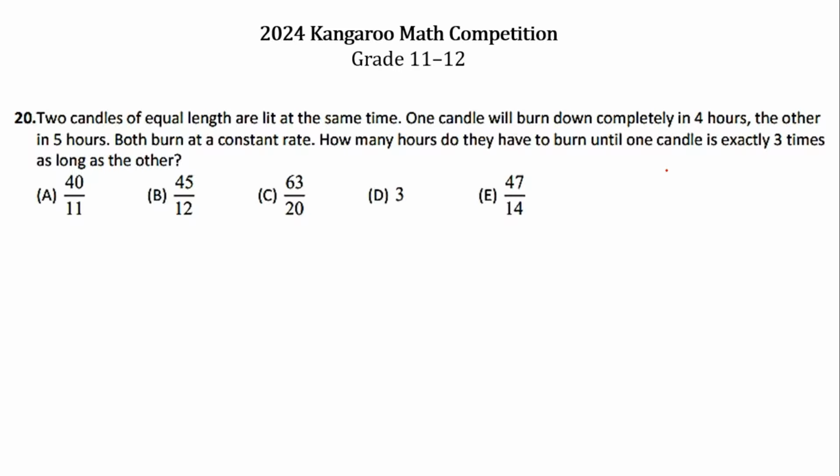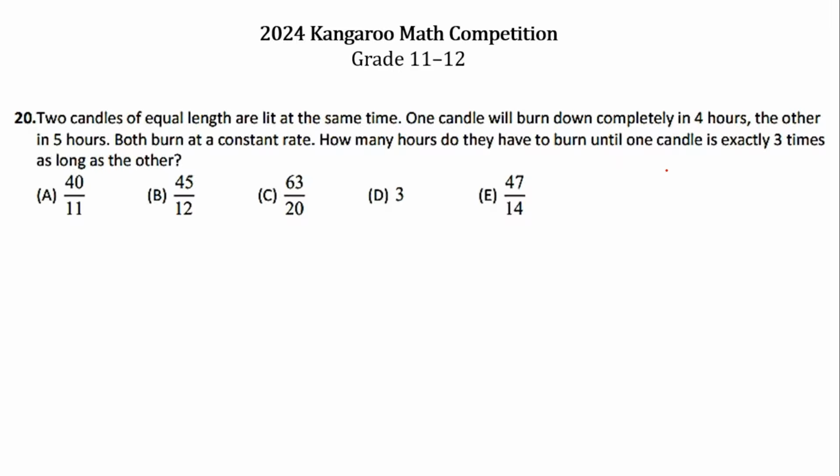Problem number 20. 2 candles of equal length are lit at the same time. One candle will burn down completely in 4 hours and the other in 5 hours. Both burn at a constant rate. How many hours do they have to burn until one candle is exactly 3 times as long as the other? Okay, so let's determine first the rate of each candle.